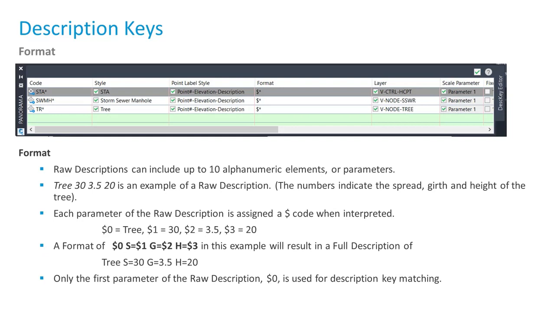When the raw description is interpreted, each element is assigned a parameter code beginning with $0. So $0 is tree, $1 is 30, and so on. In the description key, the format shown on this slide will result in a full description of tree, s equals 30, g equals 3.5, h equals 20. Note that only the first parameter $0 is used for description key matching.